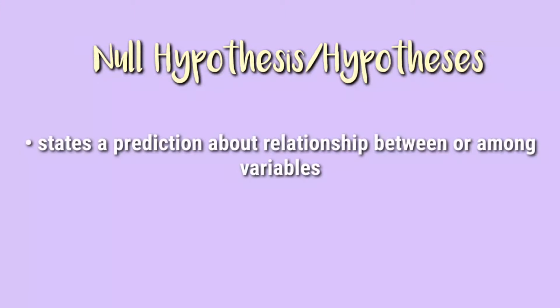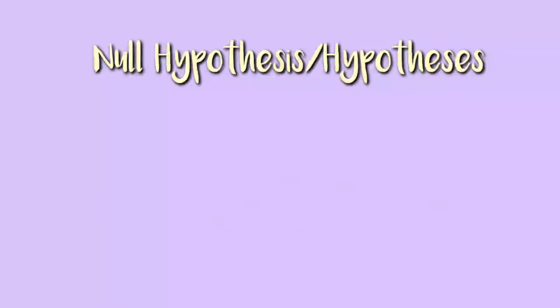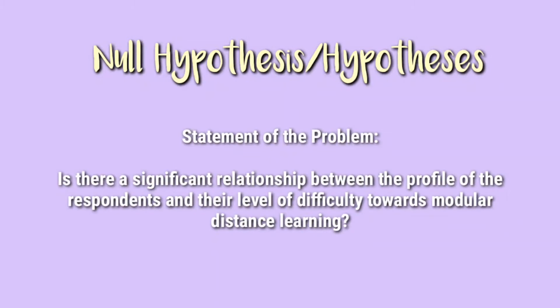For quantitative research, we have the hypothesis or null hypothesis. Hypothesis is a prediction about the relationship between or among two or more variables. It thus translates a quantitative research question into a precise prediction of expected outcome. For example, you have written in the statement of the problem, is there a significant relationship between the profile of the respondents and their level of difficulty towards modular distance learning?